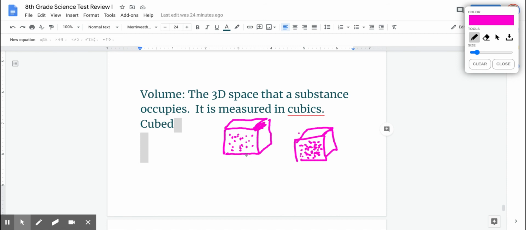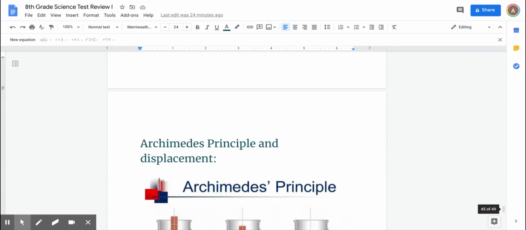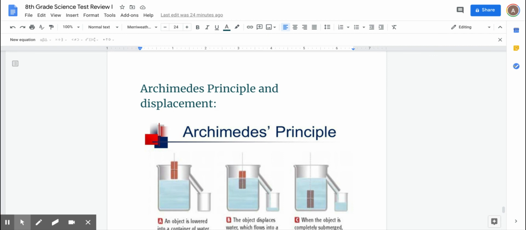So mass is how much matter it has. You can see there's much more matter in this one. And volume is how much space it occupies. And then we have density. Now, to get volume, we used Archimedes' principle, or displacement.